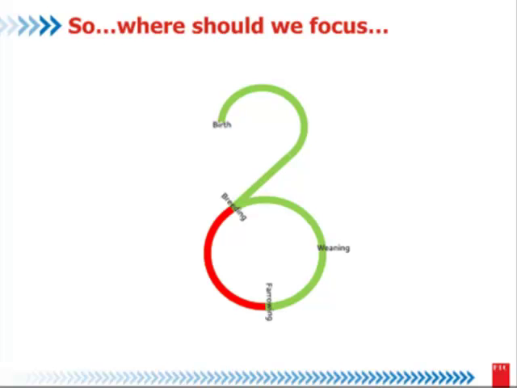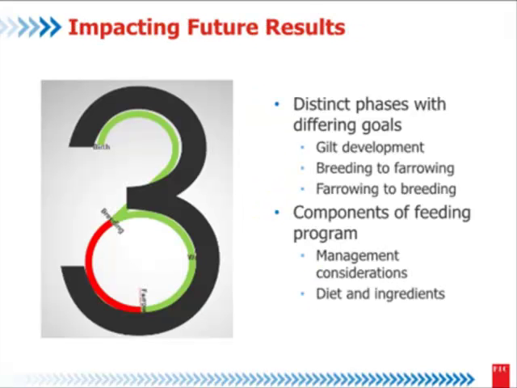So as we try and take a look at some different opportunities or ideas to focus on to improve this, we're really going to try and focus on three distinct phases of that cycle. The first is the gilt development phase, or that time from when the gilt was born until she goes into the breeding barn and hopefully efficiently conceives her first litter. The second is the breeding to farrowing time period, represented by the red on the graph there. And then the third, rather than a farrow to wean, we're going to call it a farrow to breeding cycle, or the period from when she farrows until when she successfully breeds the next time.